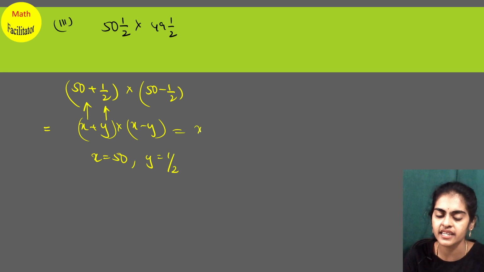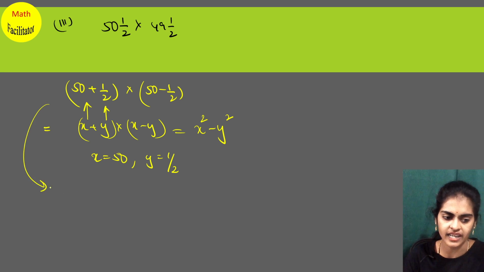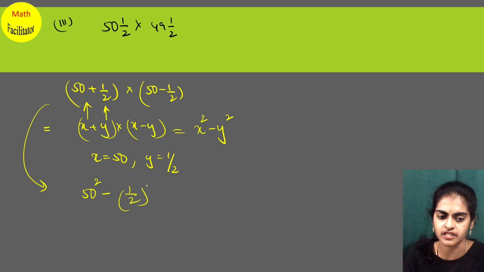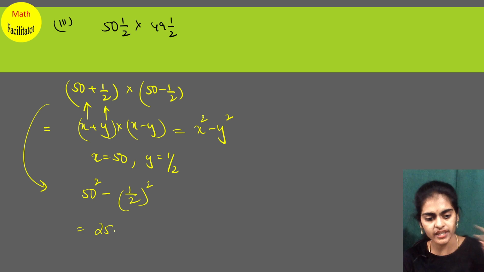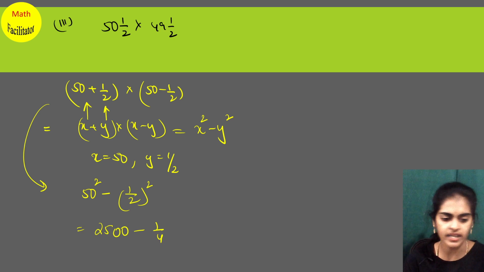So what is the formula here? We should write x square minus y square. So this also I need to write as x square, that is 50 square, minus y square, which is half square. So 50 square: 5 square is 25, and 50 square has 2 zeros. Minus 1 by 4, because half square is 1 by 4.